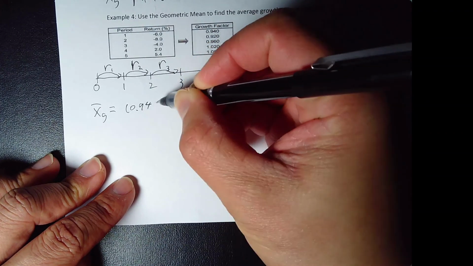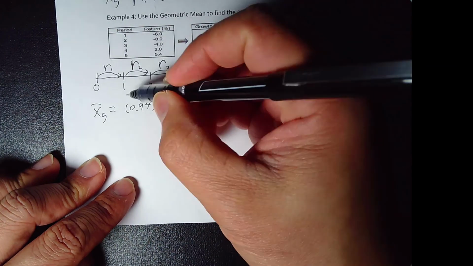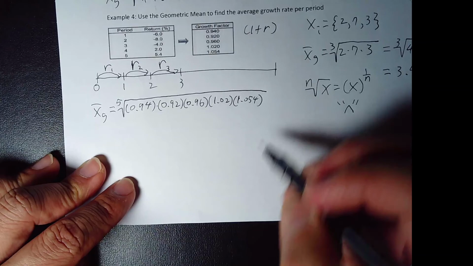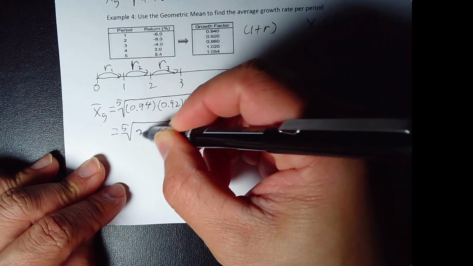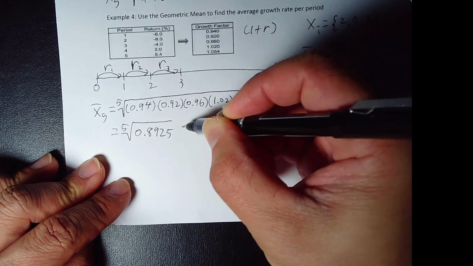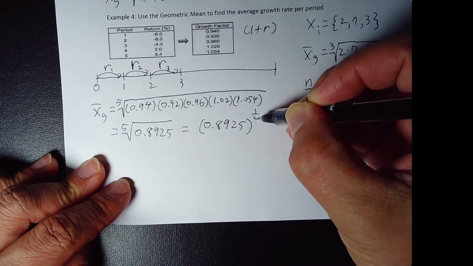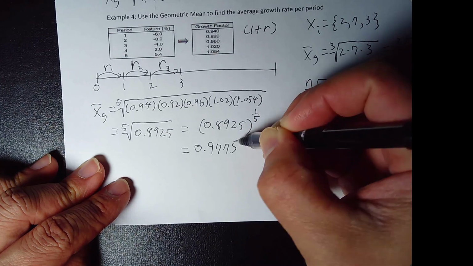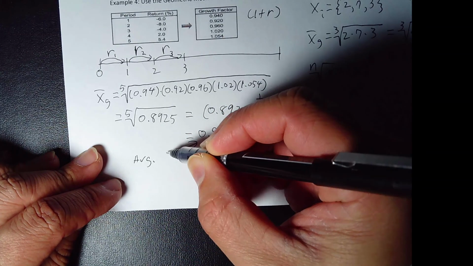So go ahead and just multiply them all together, and then take the 5th root, because there's 5 numbers that I'm taking the geometric mean for. Put that in the calculator. One more step, then you'll be taking the 5th root of 0.8925. The way you want to put that in the calculator is like this: 0.8925 to the 1/5 power. If you did it correctly, you should get this: 0.9775. Now, this is the geometric average of the growth factor.